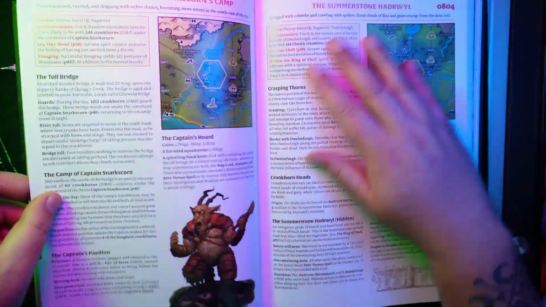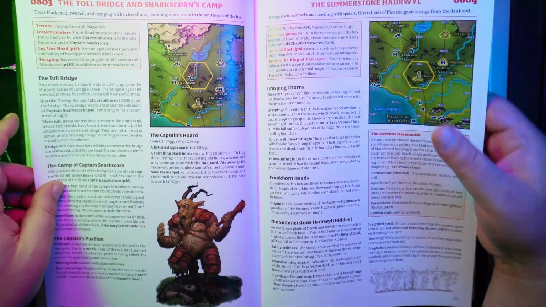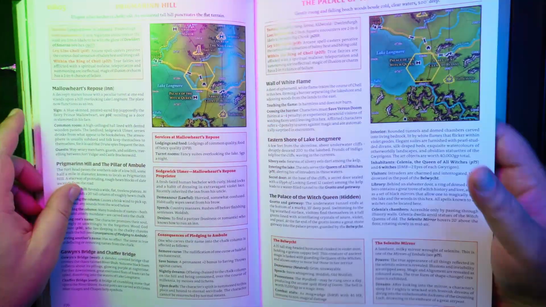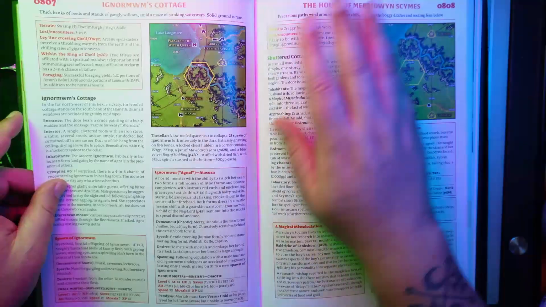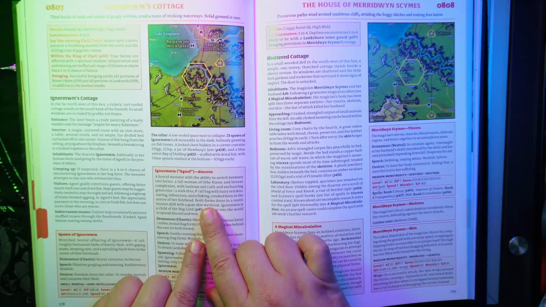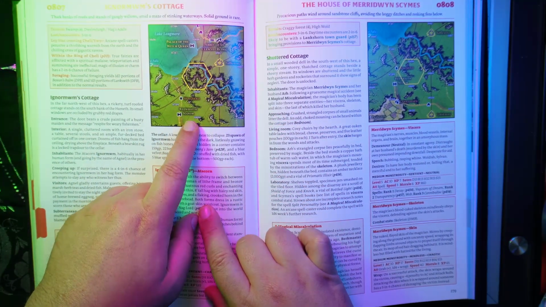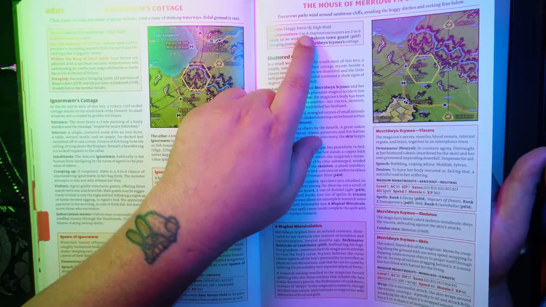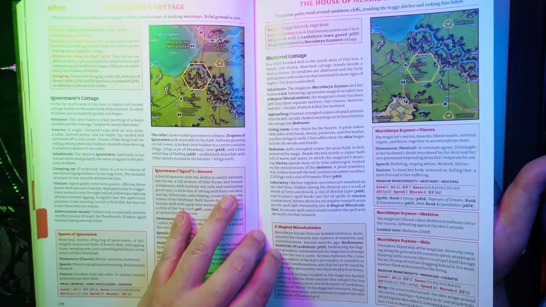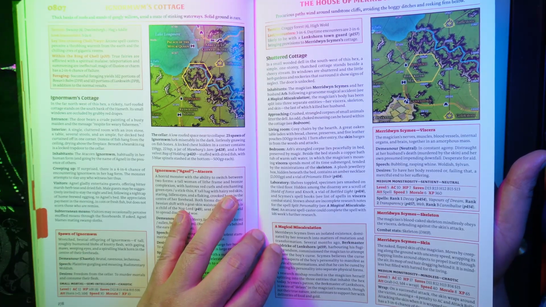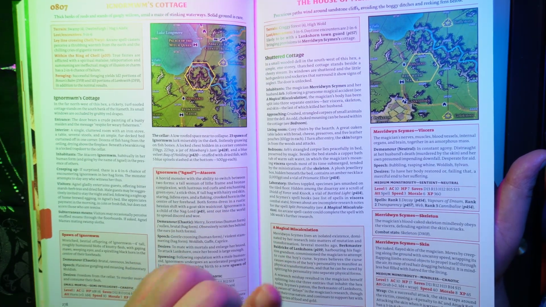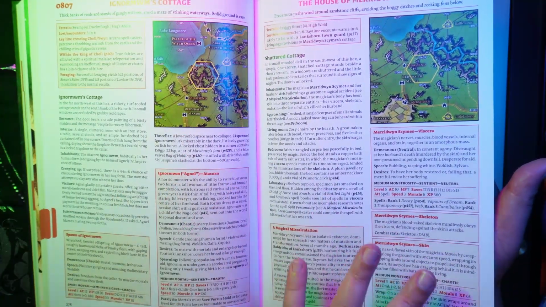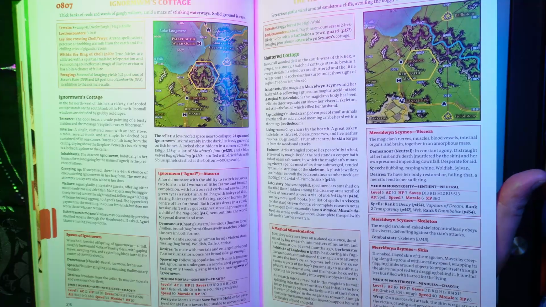And then the Toll Bridge. Right here. This is pretty close, although they did not go here either. So they went to the House of Merowyn Skynes on their way to the Abbey of St. Clwyd, and they engaged with this. The PC died in this encounter. It was awesome. This whole encounter is some of the best writing I think I've ever seen. It's great.